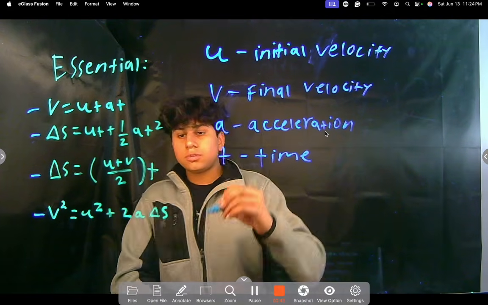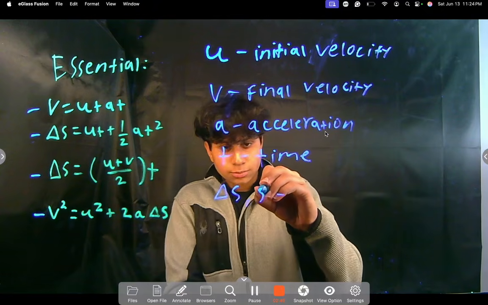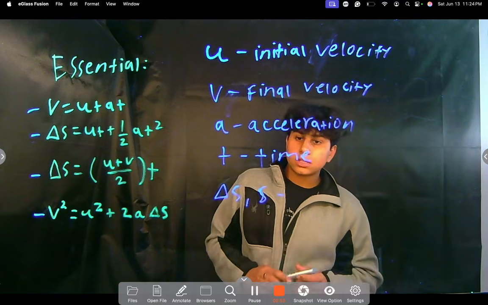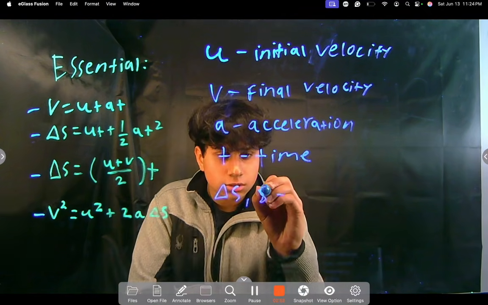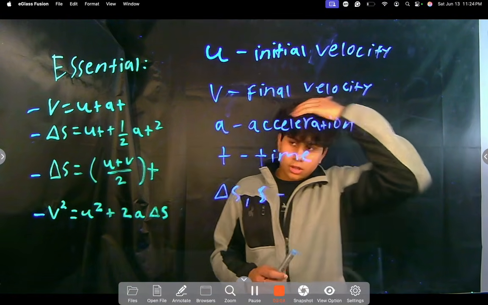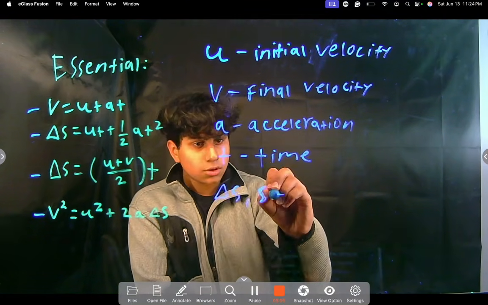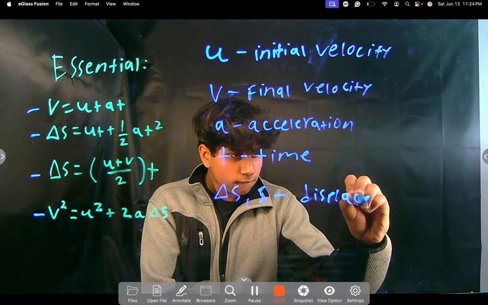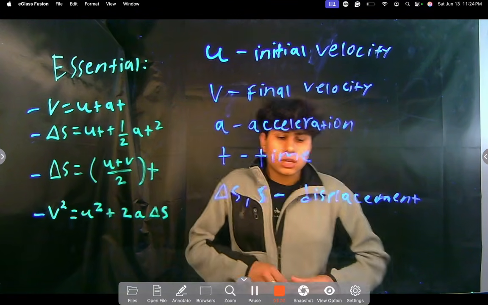And then last but not least, we have delta S, or just S, and that is just displacement. S is overall displacement, and delta S is the change in displacement. But in a lot of problems, you'll see that you use these interchangeably. They're not exactly the same meaning, but you'll see as we go on that both are just displacement. And yeah, that's all there is to these first beginning formulas.